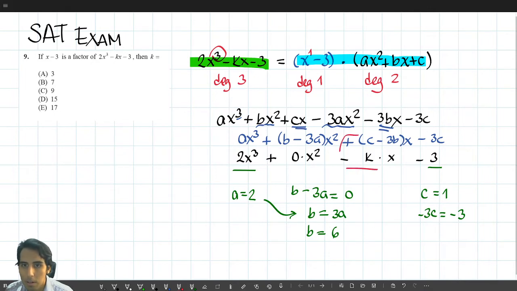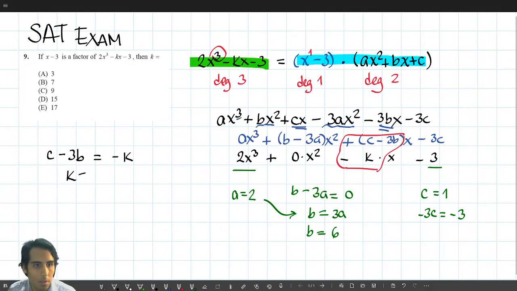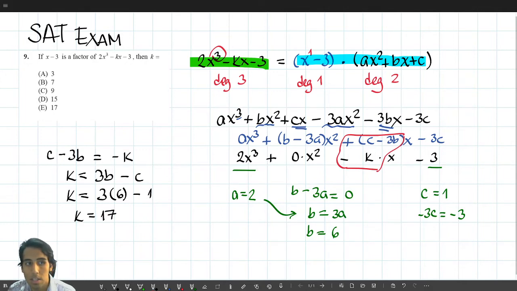So we have here, remember to take the sign, so we have here that c minus 3 times b equals negative k. So k equals 3 times b minus c. We replace the values here. k equals 3 times b, which equals 6, and c equals 1. So we have 18 minus 1, k equals 17. So the answer to this problem is the alternative E.